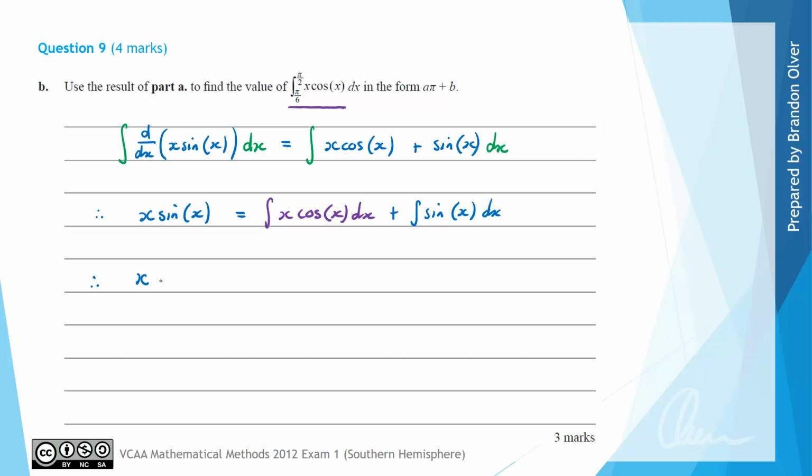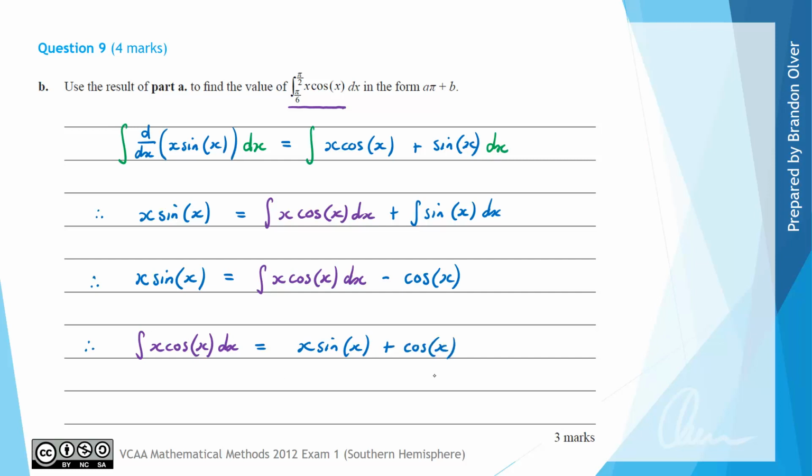Next we can evaluate this slightly further. x sine of x equals the integral that we want, which is x cos of x dx, and then the integral of sine of x goes to negative cos of x. I'm going to leave off the plus c because we're going to use this in a definite integral in a moment. So an antiderivative for x cos of x dx is equal to x sine of x plus cos of x. We're going to use this antiderivative to calculate the definite integral in the question.